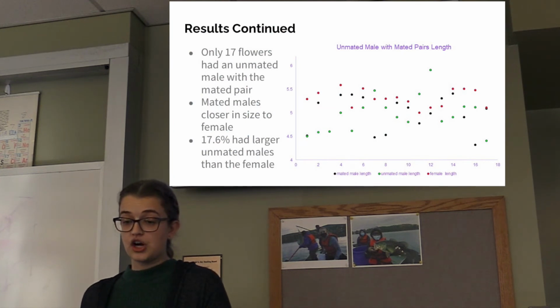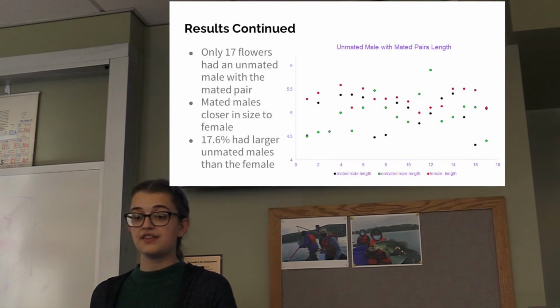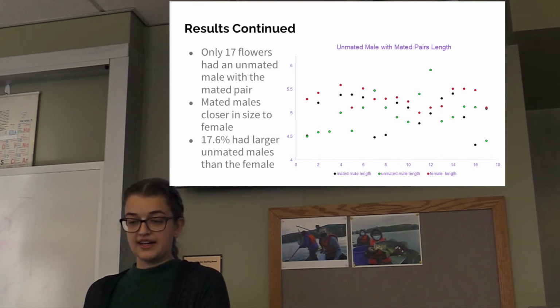The last chart that I made was of my 73 flowers, I pulled the 17 of them that had an unmated male along with the mated pair. We plotted it out here so you could just see this is just body length as well. Females are still in the red color, the males are in the black points.